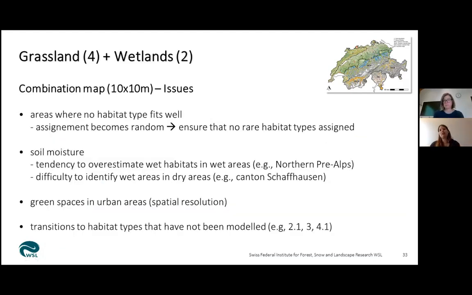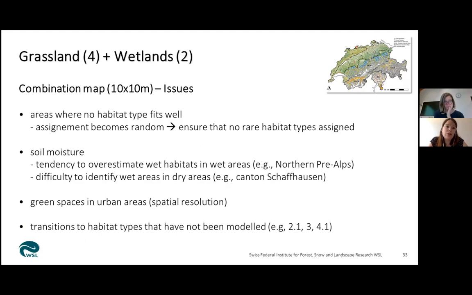Then just to finish, I'd like to mention some general issues of the combination map. Of course, there are some troubles occurring for areas where none of the modeled habitat types fits well. So there the assignment becomes a bit random. And for such cases, we ensured that not a really rare habitat type was assigned. So we applied a stricter threshold in the binary presence-absence map.